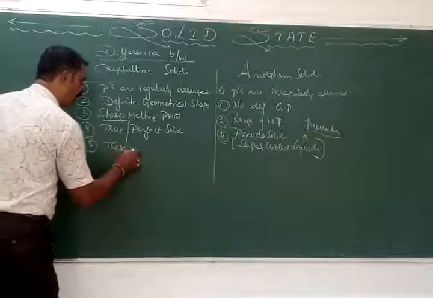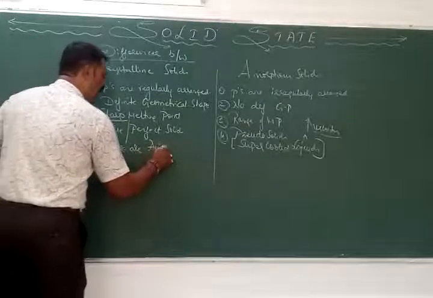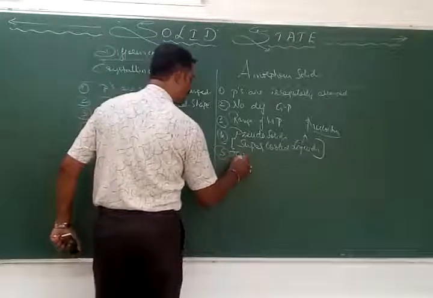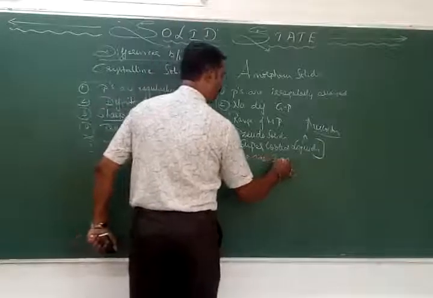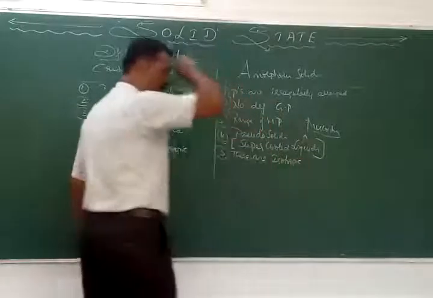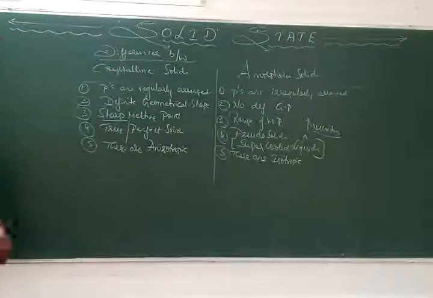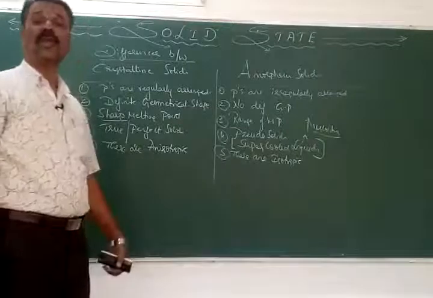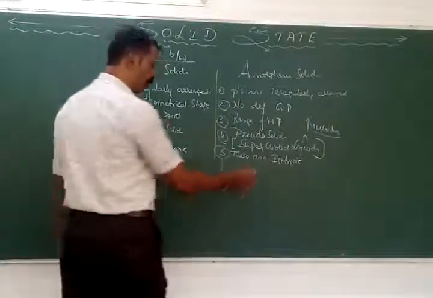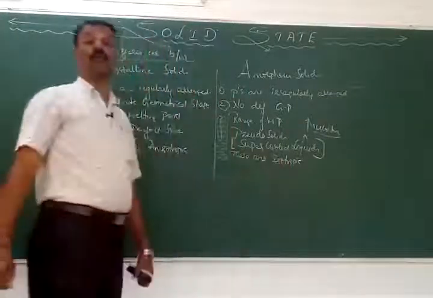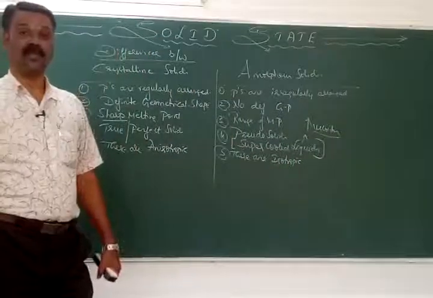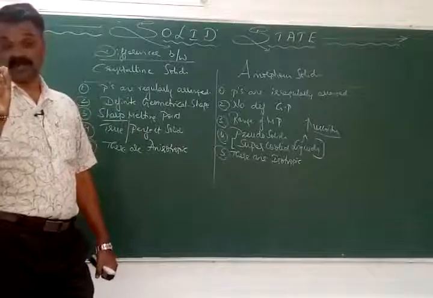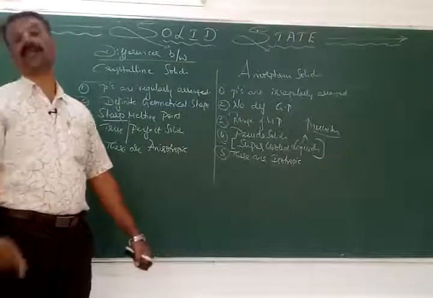Then these are anisotropic, and those are isotropic. They are anisotropic and those are isotropic. What is the meaning of isotropy and anisotropy here? Iso means same. Tropos means properties. It is the property of a system which is similar in all the possible directions.